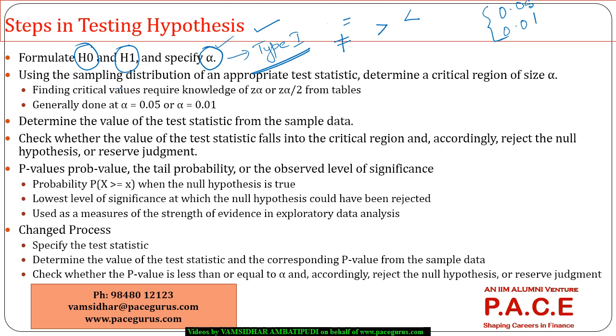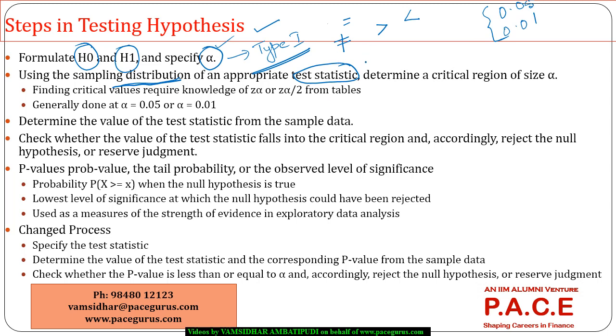Once we have specified it, I specify the sampling distribution for the data. What is the distribution that I have to go with? Normal distribution, chi-square distribution, what is that? So I have to specify the sampling distribution of the appropriate test statistic. I have to find out which test statistic is more appropriate for this testing. If I have to test the means, what is the test statistic that I have to use? If I have to test the difference between the means, what is the test statistic that is appropriate? So I need to use the sampling distribution of the appropriate test statistic.